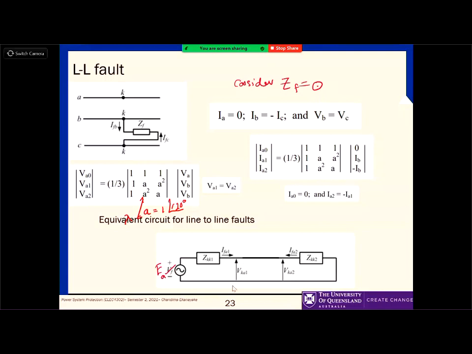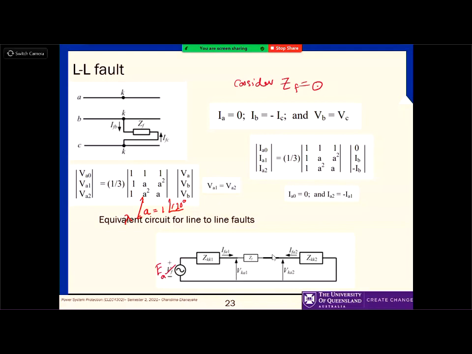So how do we replace it, change this? It's a very simple change. You introduce this one. If there is an impedance in between two lines, it is the same two circuits, but you need to put an impedance in between those two circuits. So that becomes the equivalent circuit for a line-to-line fault, right?